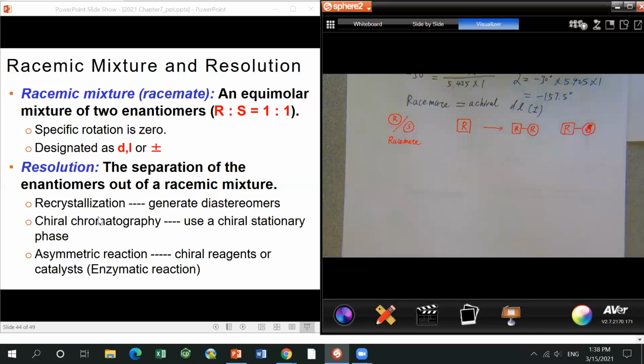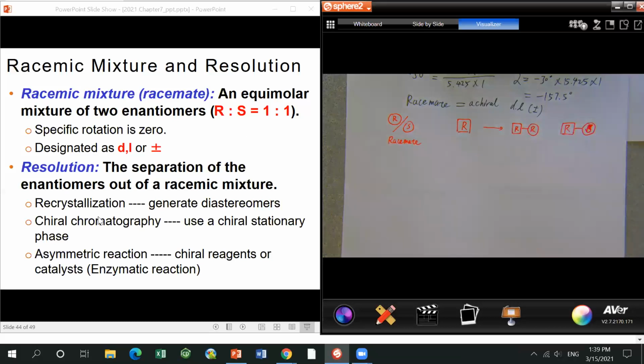Another way is chiral chromatography. We just learned chromatography. Instead of the aluminum, we use some kind of chiral molecule as the stationary phase. This chiral molecule can only bind one of the enantiomers, maybe R, maybe S, and then we get separation.